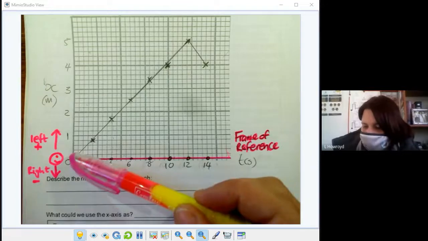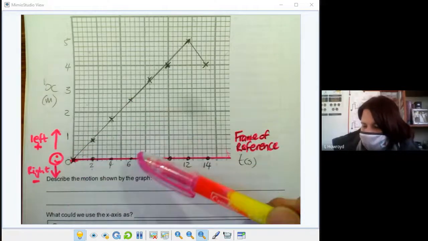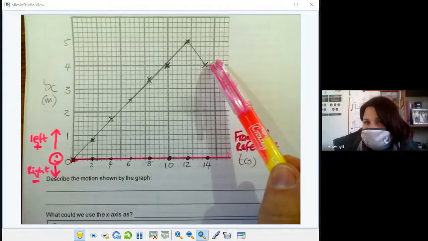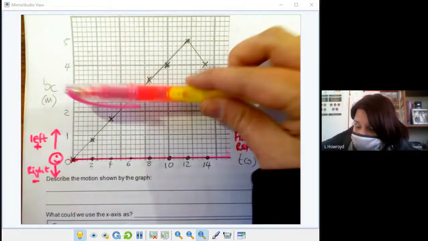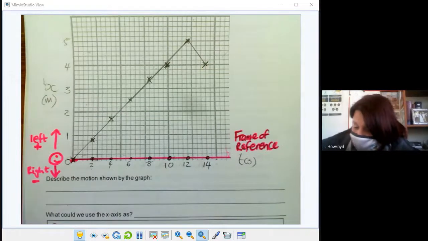So let's consider. It's moving away. Can you see how it's moving away? Moving away, moving away, moving away. What happens here? It moved back towards. But can you see that we are still on this side of your frame of reference? So it is moving away.